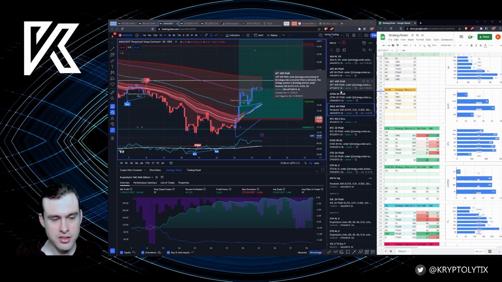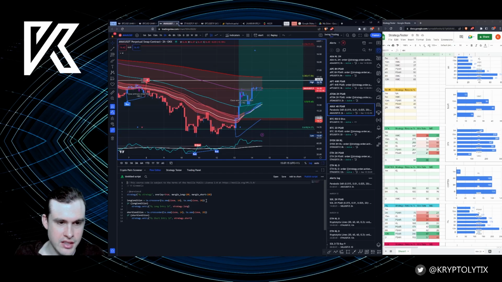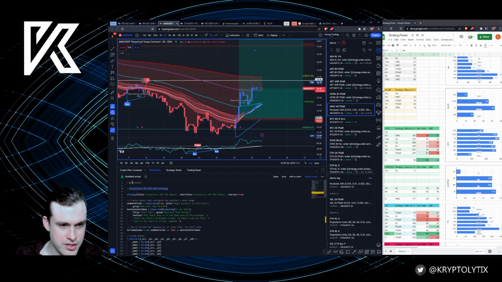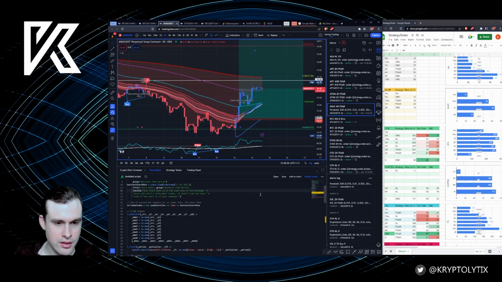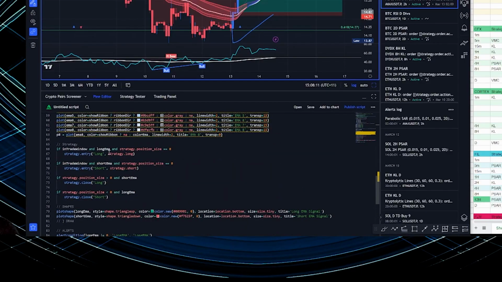I'll just have them in a document, which you can copy out and then paste into your Pinescript editor. You can click here, open new strategy, and that's it there. You can copy the whole script and paste it in. Once you save it, it'll replace this here. So that's how you pop it into your chart. And this is just the code for the time restriction, and the actual strategy itself is here.